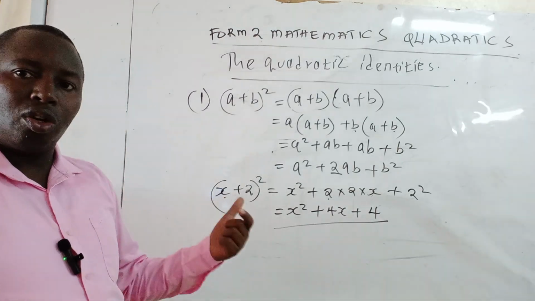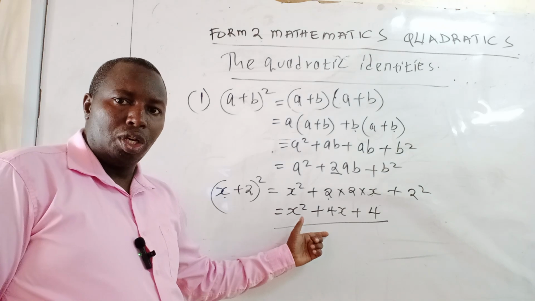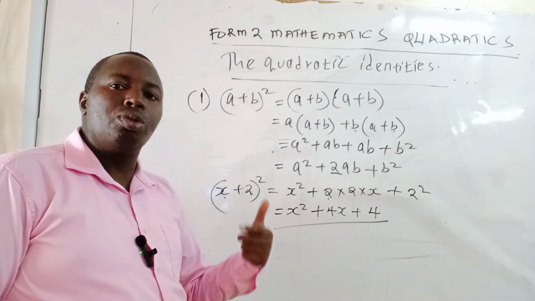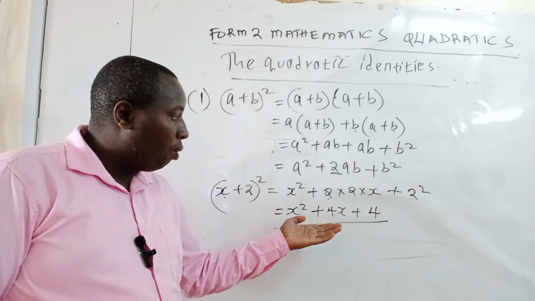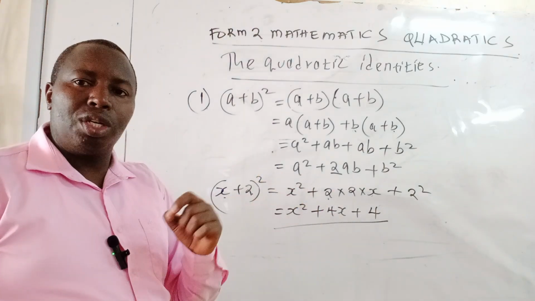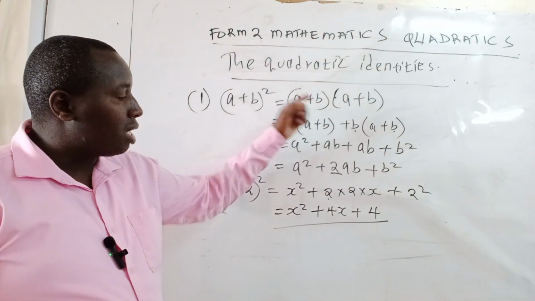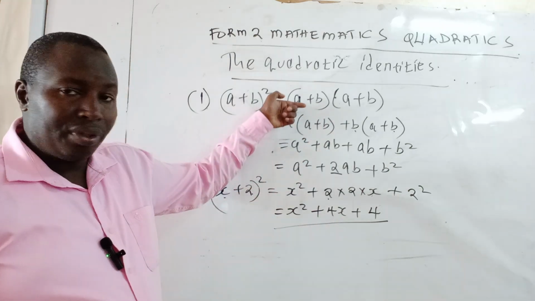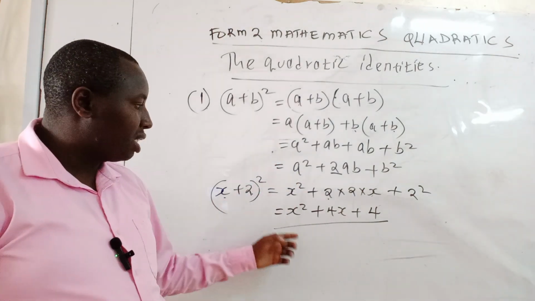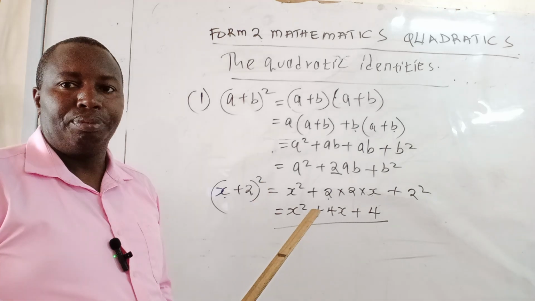If you use the long method of expansion, you still get the same answer. These quadratic identities you can use when you want to make your work easier. But when you're not very sure about the expansion of the quadratic identities, it's always advisable to use the first method of expansion. So that is the first quadratic identity.